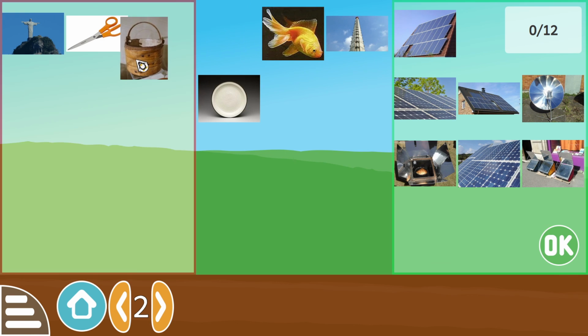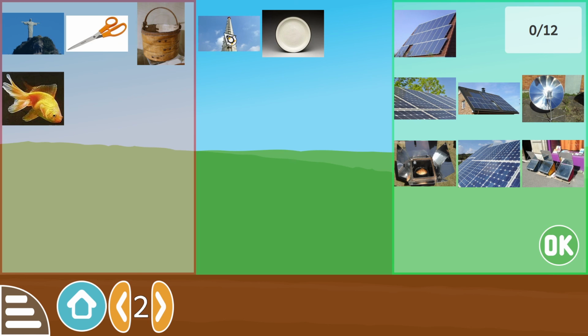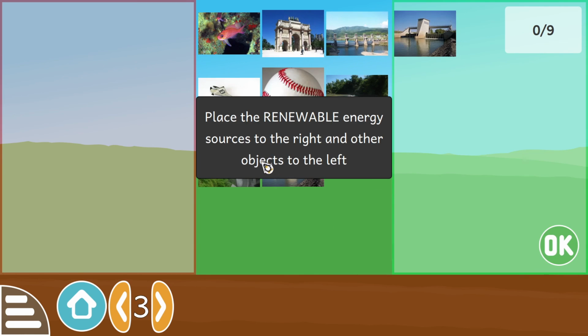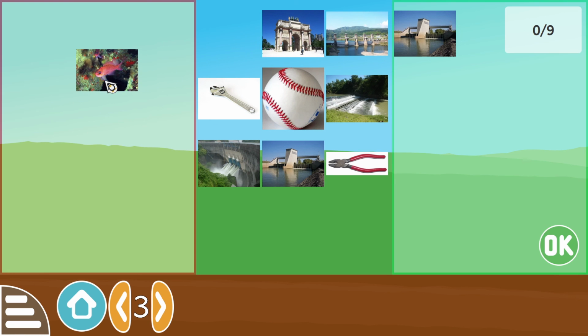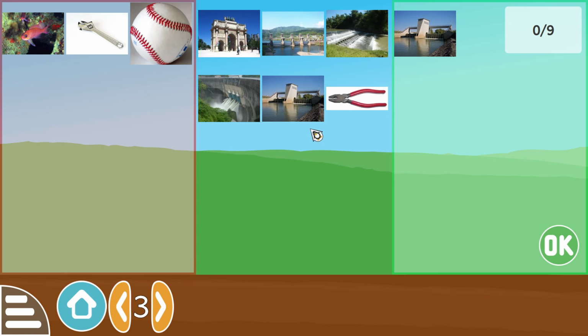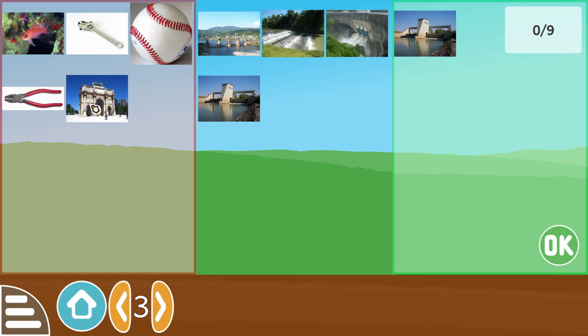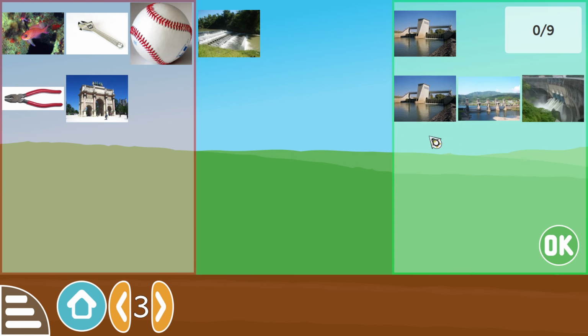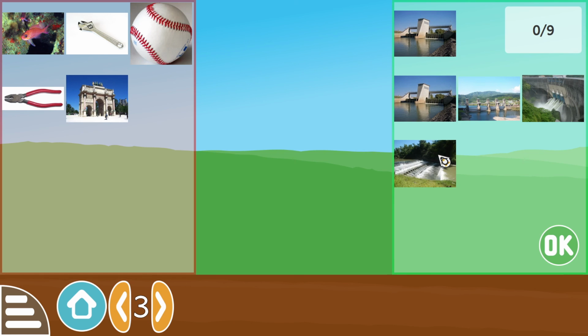So a monument, scissors, a bucket, fish, tower, and plate. They aren't renewable. Fish, adjustable wrench, spanner, ball, pliers is not, and that looks to be a monument as well without any generation. But we've got several different dams here, and you can generate electricity by capturing the motion of water flowing downhill. So this one, I'm not sure whether it is generating it or not.